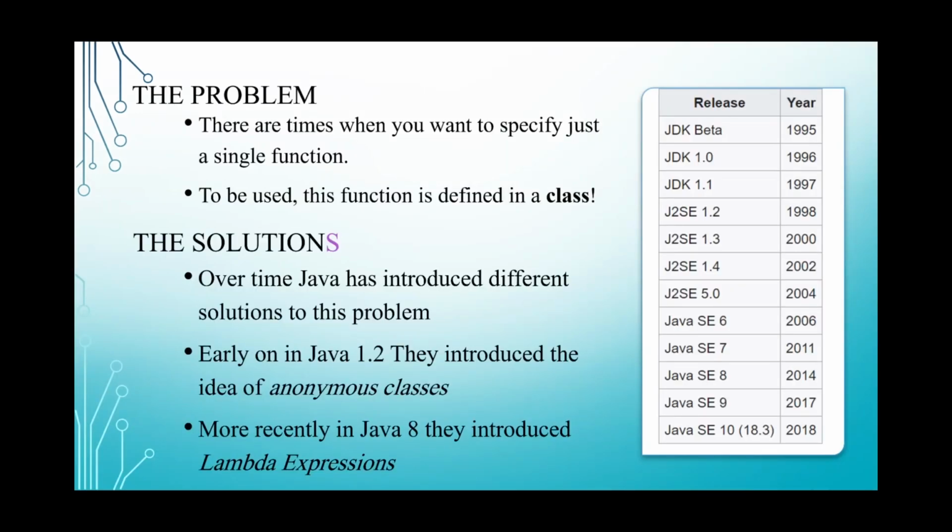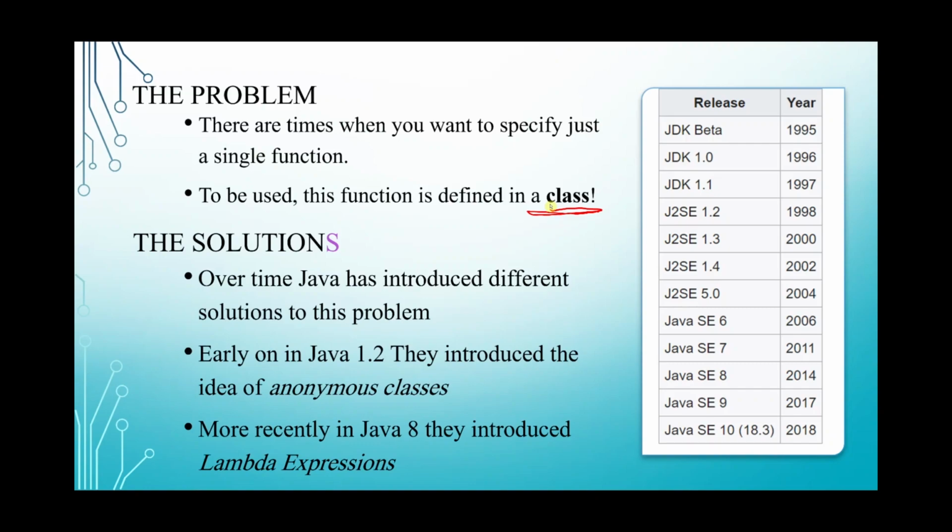So we found that we have a problem where sometimes there are times when you want to specify just a single function. You don't want to create a class to define this function inside, and when you want to use it, you have to create an object of that class. So the Java community came up with some solutions. Over time, Java introduced different solutions to this problem.